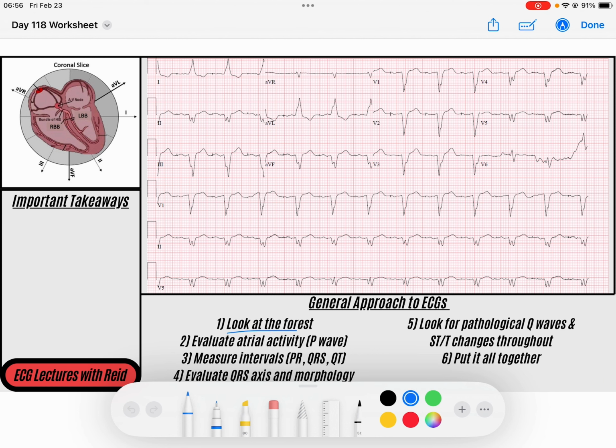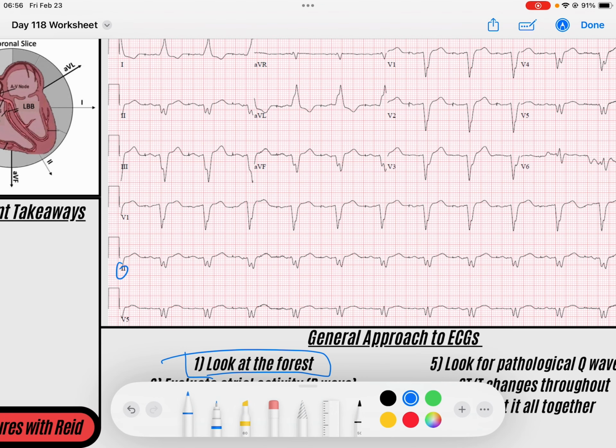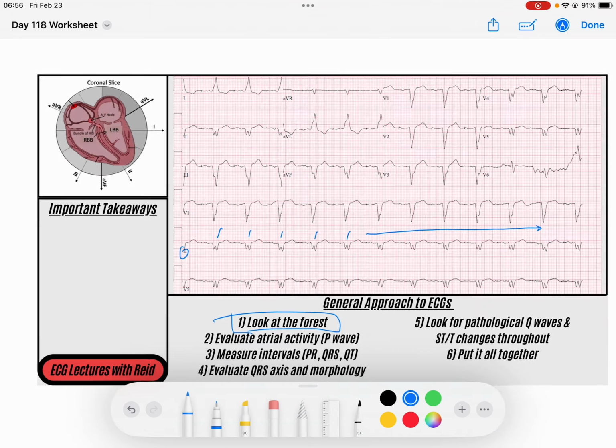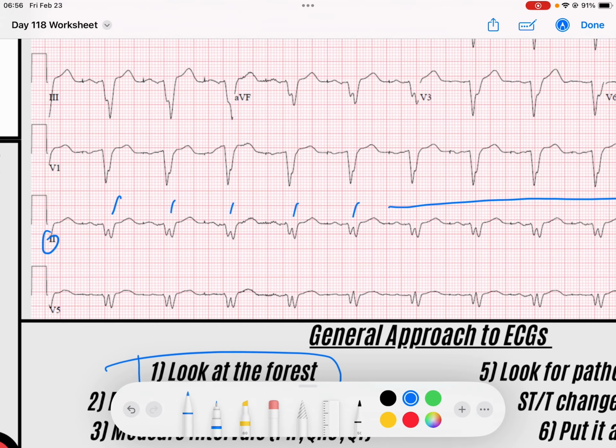So let's look at the forest, and the trees of the forest are my QRS complexes. I look maybe here at lead 2, and you see I've got this wide complex rhythm, right? So we've got a regular wide complex rhythm. It seems to stay very regular throughout the entirety of the strip. And so I start to form a differential for a wide complex rhythm.